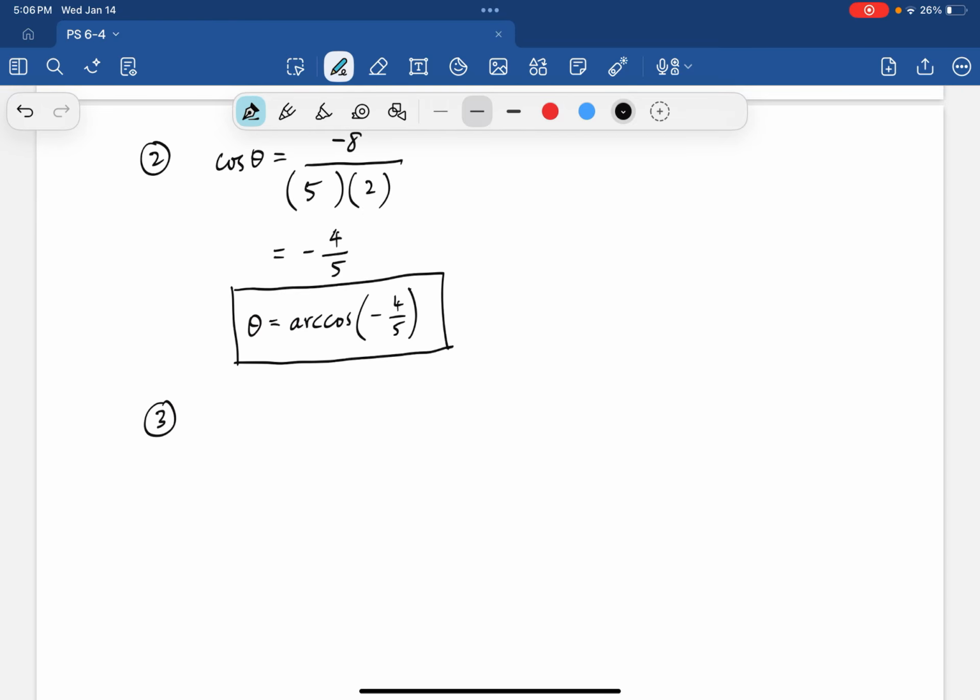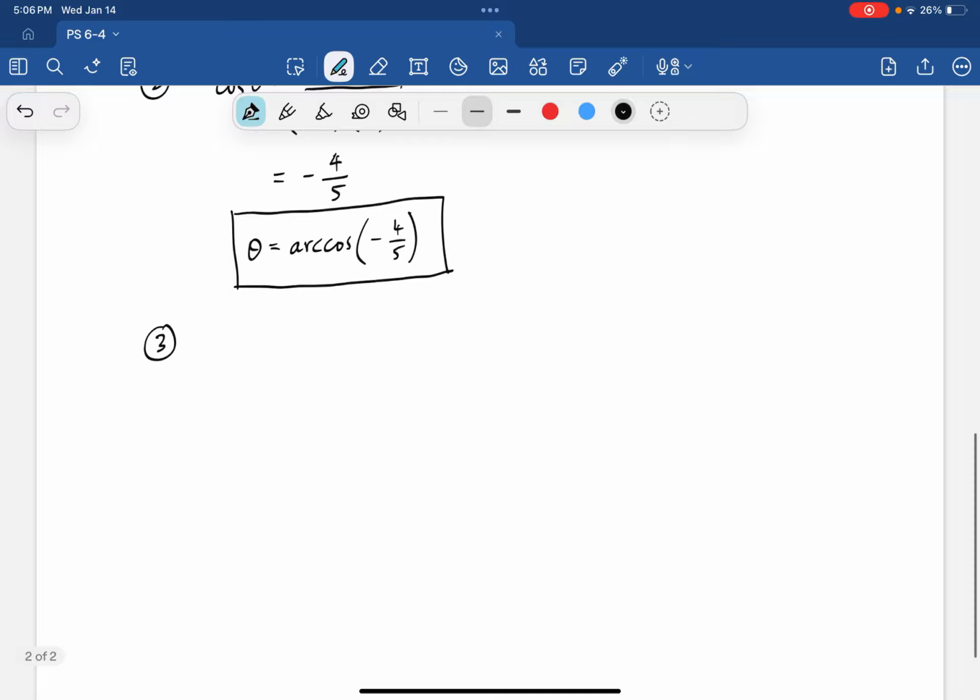Next one, find the angle theta between the vectors. So here we have u equals cosine pi over 3 i plus sine pi over 3 j. Let me write these out first. Let me do it the long way first, and then I'll show you the trick for doing it quickly, which you guys should be able to think about. So cosine pi over 3 is 1/2. So we have 1/2 i plus root 3 over 2 j.